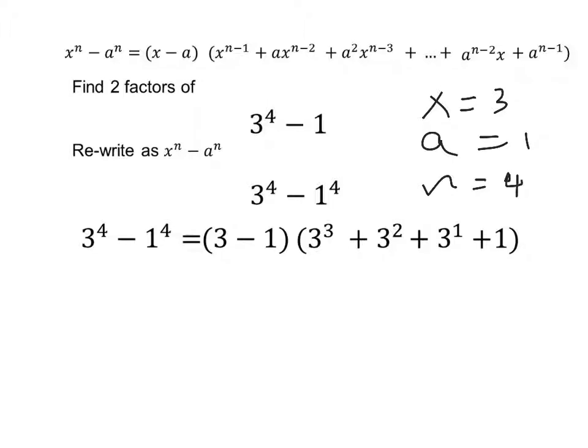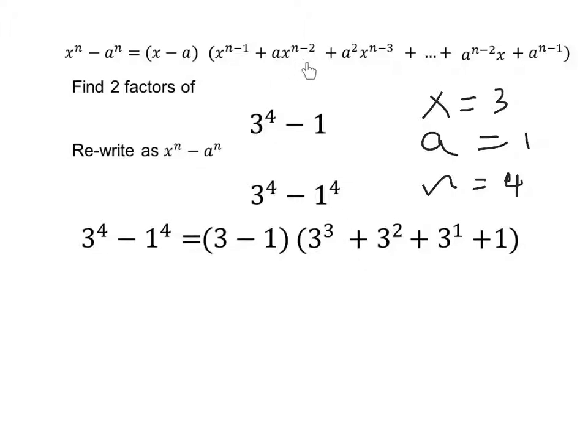That's the 3 minus 1 right here. 3 minus 1, that's x minus a. Then we go to x to the power of n minus 1. So n is 4. 4 minus 1 is 3. So we have 3 to the power of 3 because x is 3. And then a is 1. Our a is 1. This is 1. 1 to the power of anything is just 1.